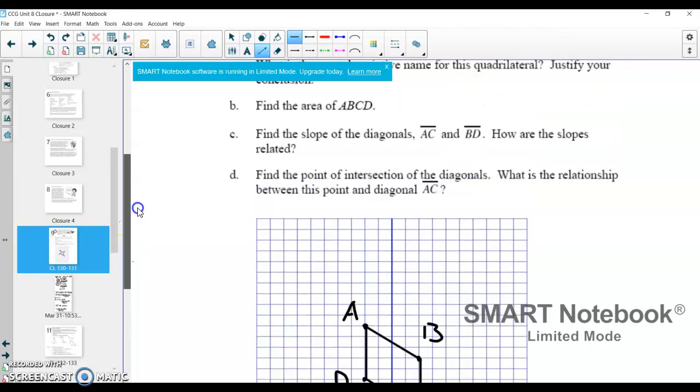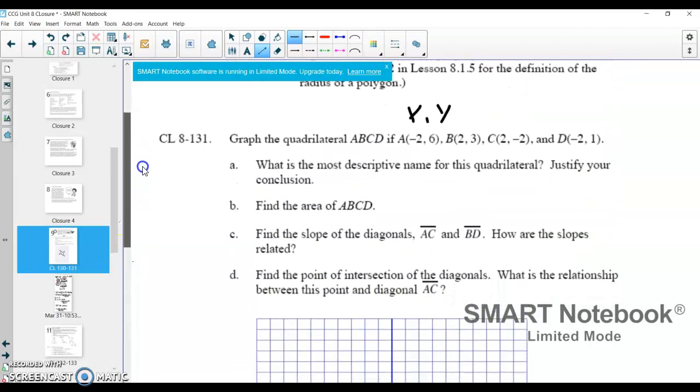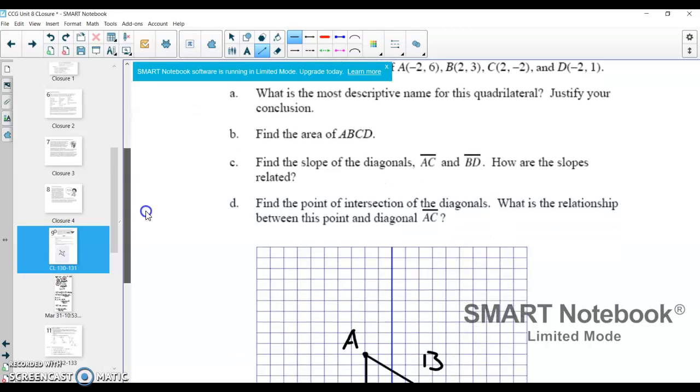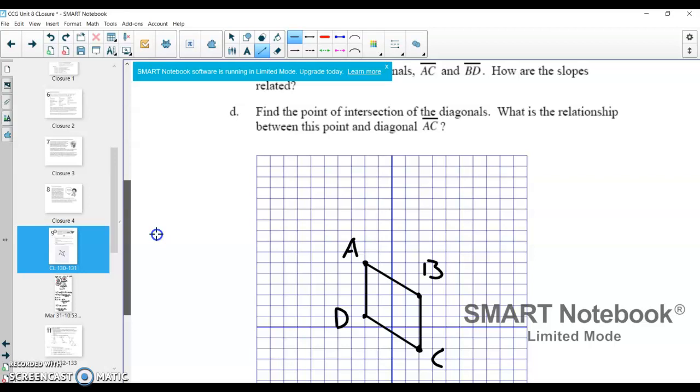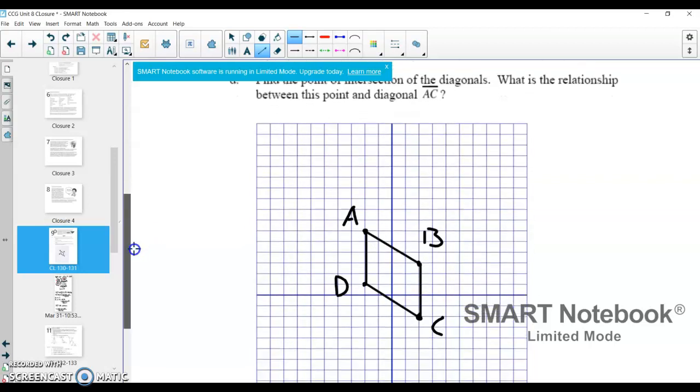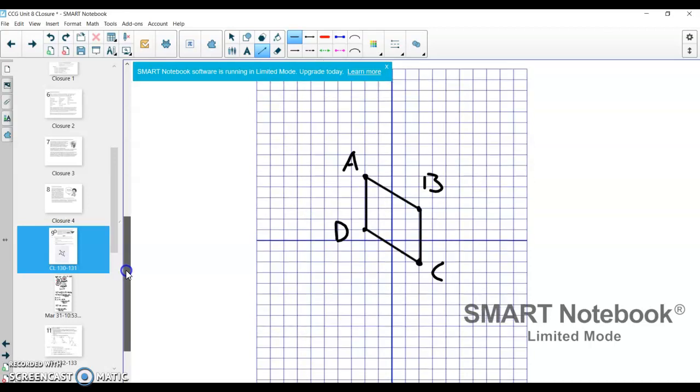So here's where I left off with problem 8-131. I have plotted all my points, and at the end of my video I said, well, this could probably be a rhombus or a parallelogram, but for it to be a rhombus, it has to be all equal sides, and it has to have those two pairs of parallel sides. For a parallelogram, it just needs to have the two pairs of parallel sides. And so let's just start evaluating what this might be.